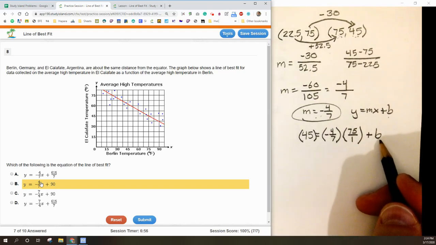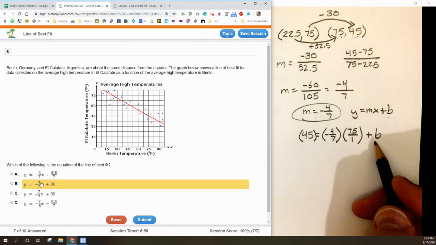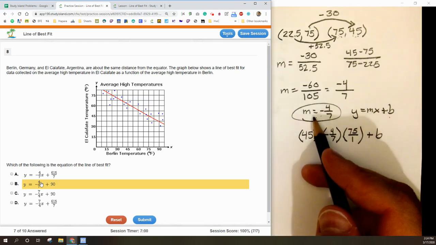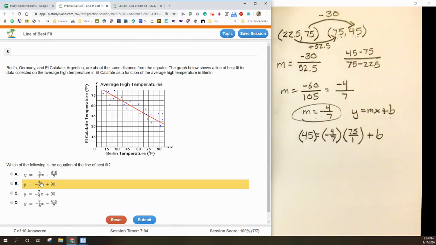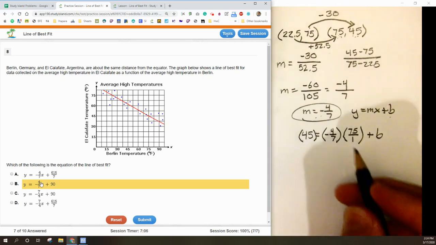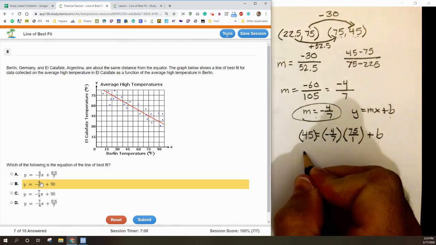Well, remember, the b is the y-intercept. So once I find b, I will have the b and the m. That's the y-intercept and the slope. And I can write my equation in slope-intercept form. Let's go ahead and do that now. Let's multiply these out and solve for b.